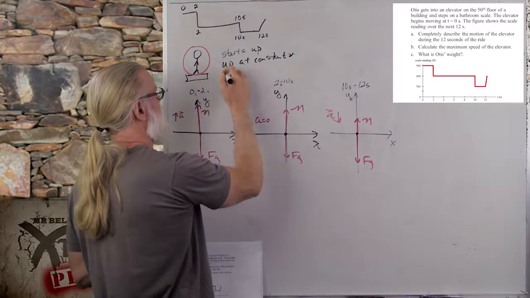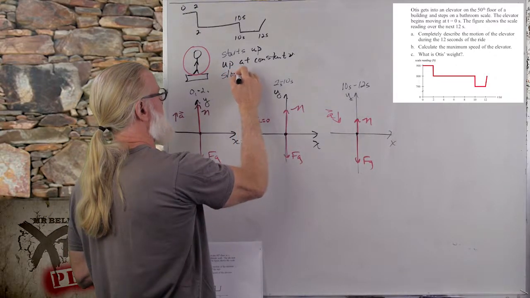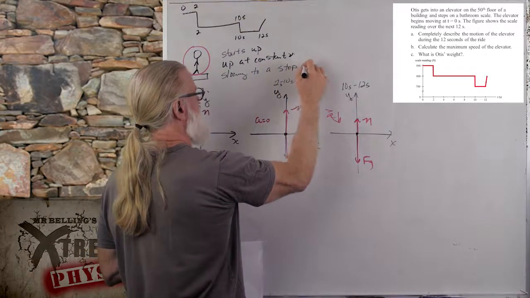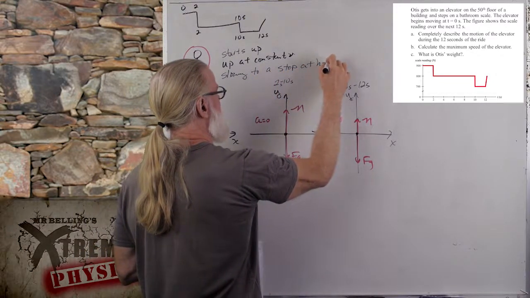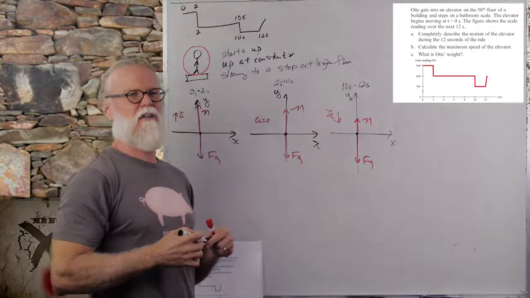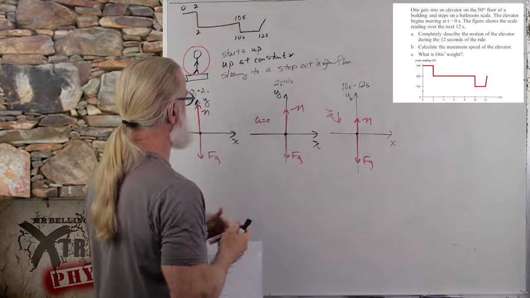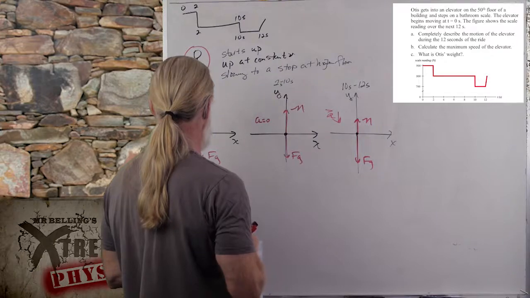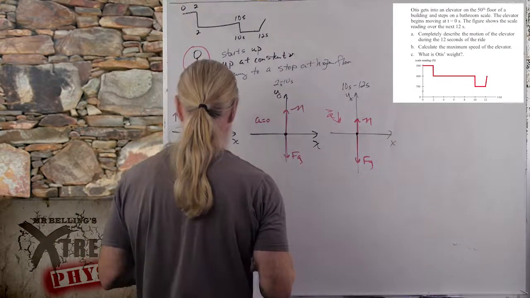And then slowing to a stop at a higher floor. All right. So this is clearly a building with more than 50 stories. All right, I guess we should calculate the acceleration.